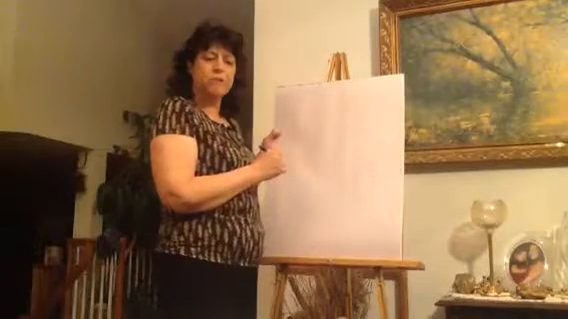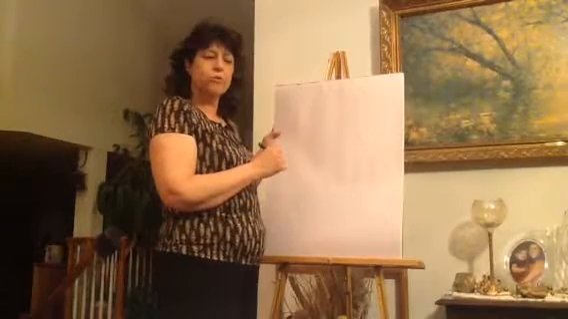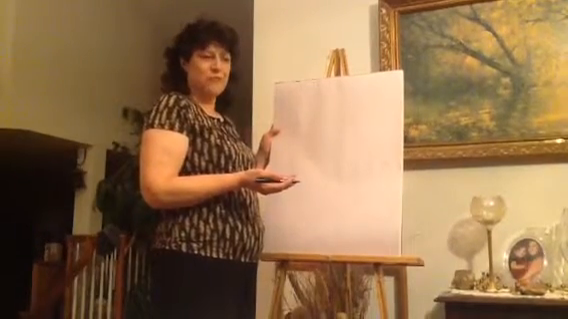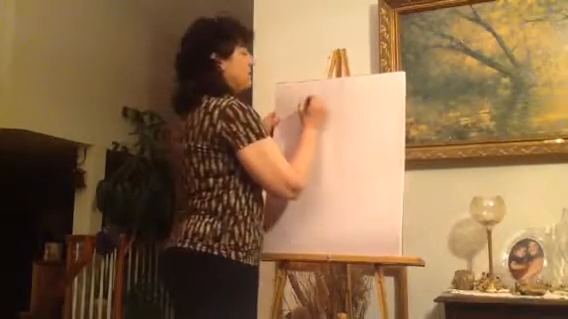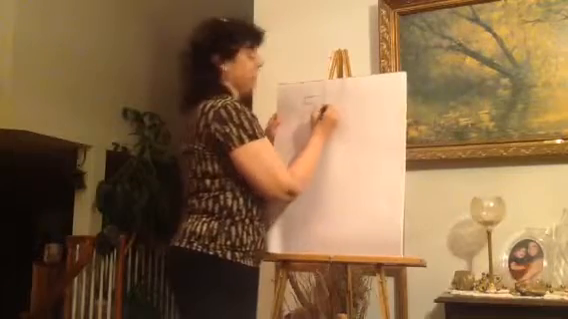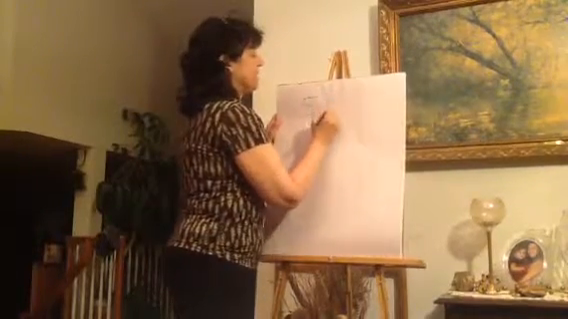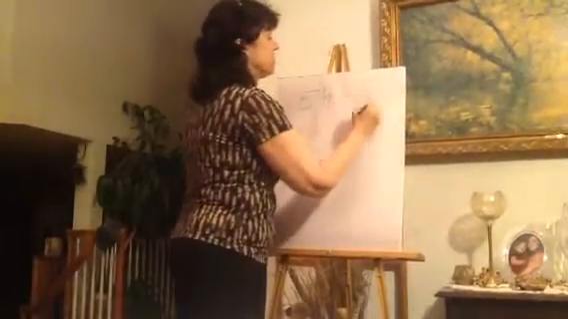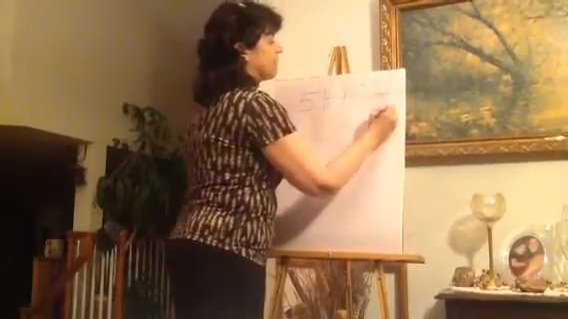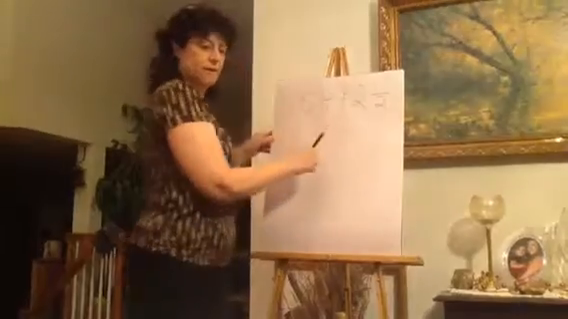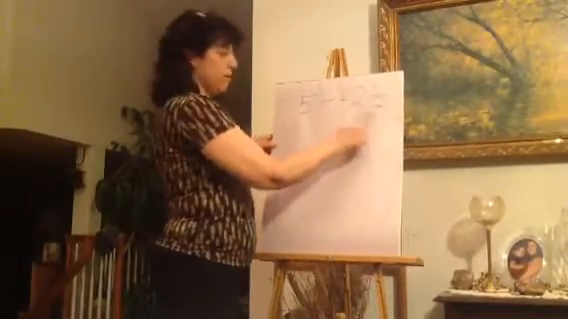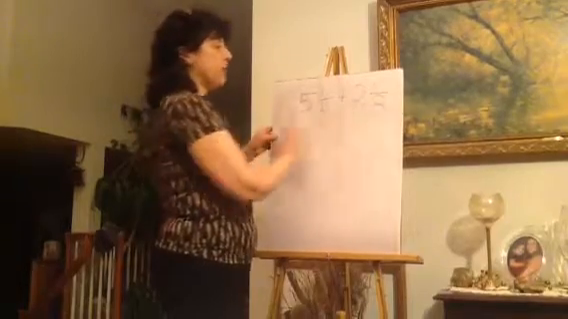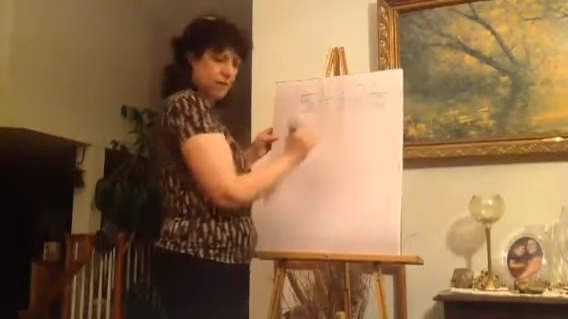Alright, so my objective is to show how to do addition with mixed numbers. So the problem is 5 and 1/11 plus 2 and 1/2. And so you can see we have mixed denominators there. They're not common. So the first thing we're going to have to do is find a common denominator.